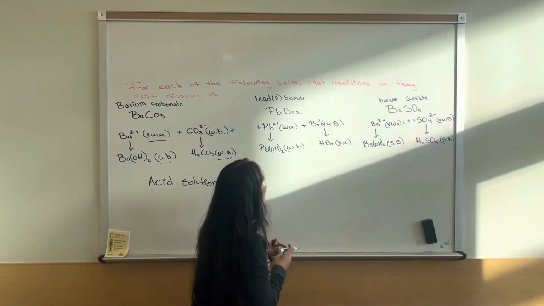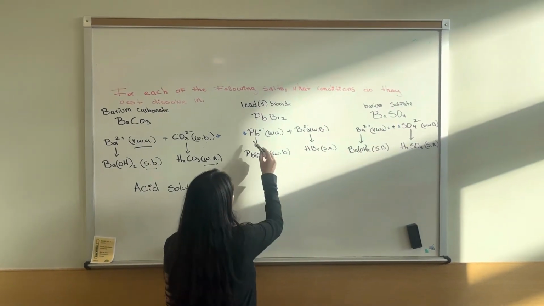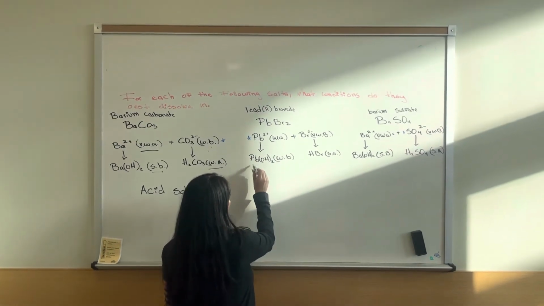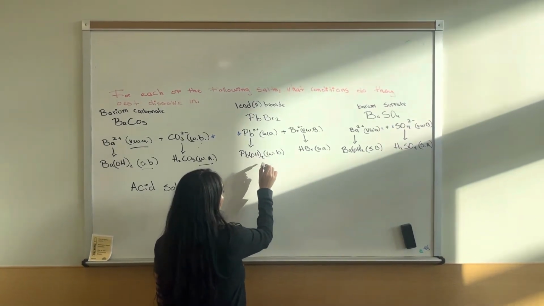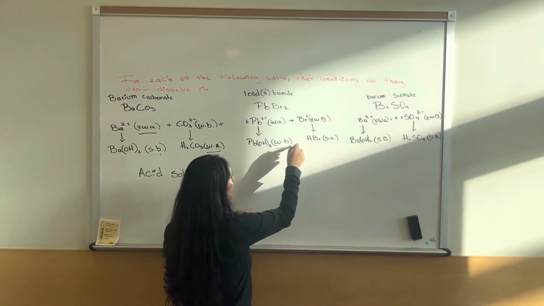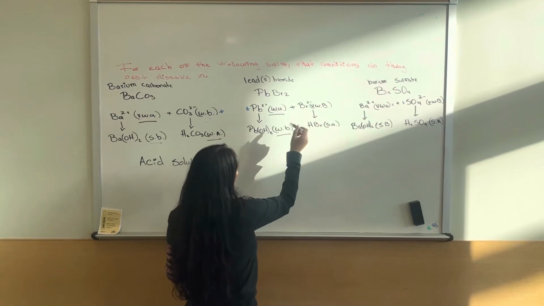Our second salt is lead-2 bromide, and it breaks up into 2 ions. Lead-2+, its conjugate base is PbOH2, and we know that that is a weak base. And if this is a weak base, we know that Pb2+ is a weak acid.